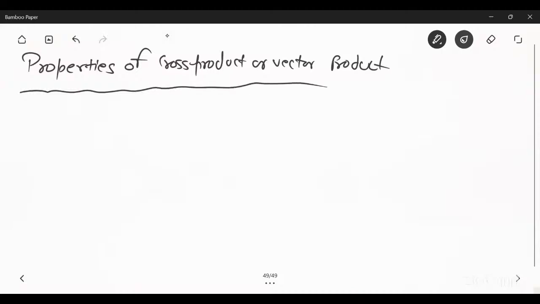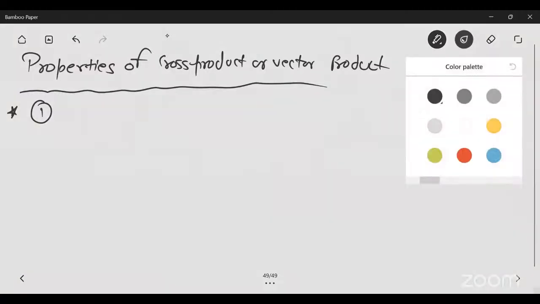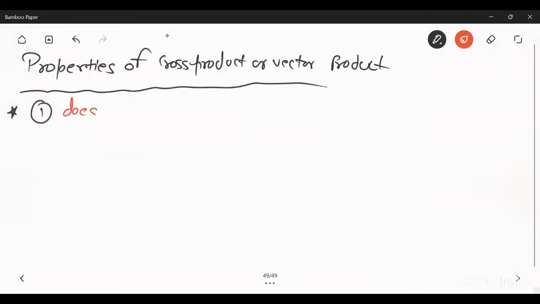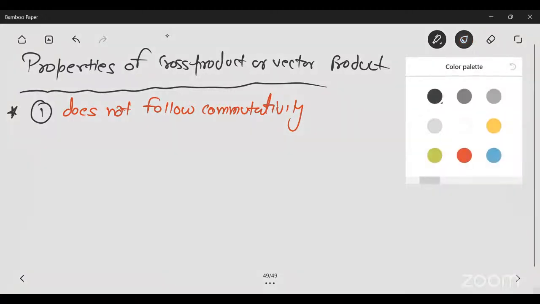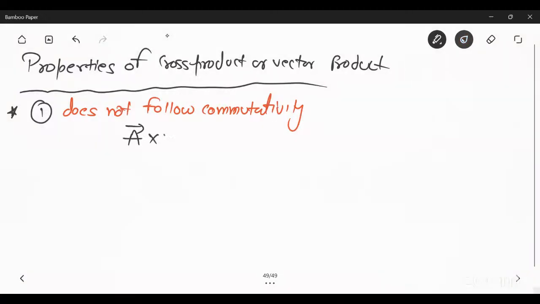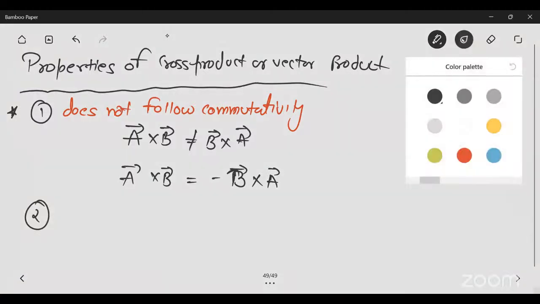So what are the properties? The first property is most important: it does not follow commutativity. What it means is that A cross B does not equal B cross A, but A cross B is equal to negative of B cross A.